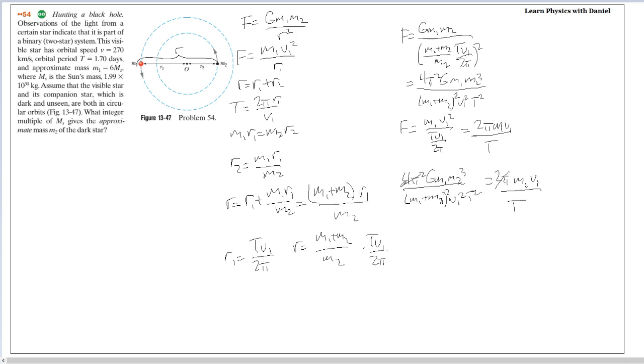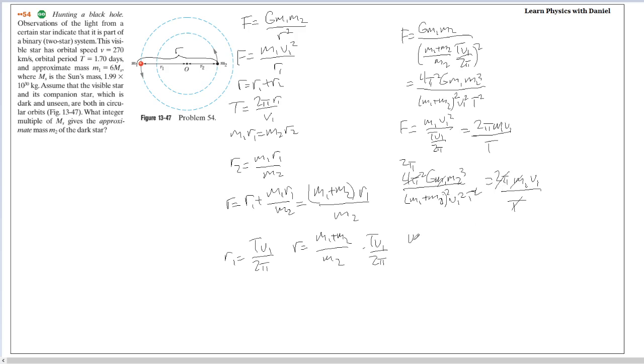So we can cancel a 2 pi, we can cancel, no, that's the wrong, wait, yes, that is the right one. So we do that. Next what we can do is simplify this.